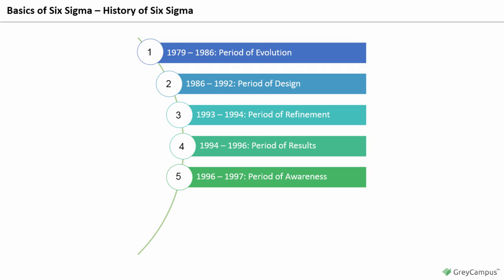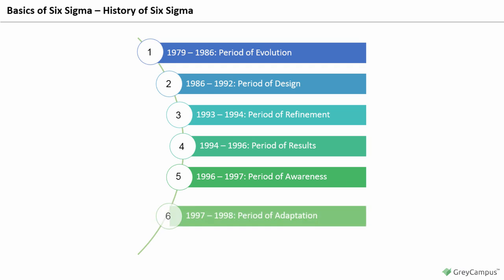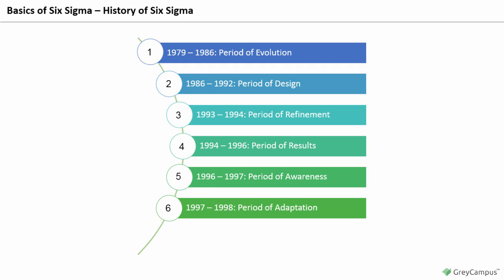1996 to 1997, period of awareness. In this period, the world started to know the power of Six Sigma. It was no longer a methodology known to just a few organizations. 1997 to 1998, period of adaptation. Organizations learned Six Sigma techniques and implemented them in their day-to-day processes. Eventually, they started gaining benefits.